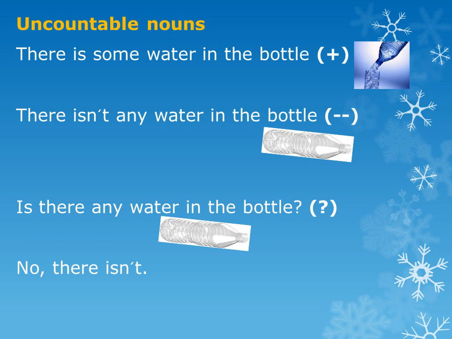Uncountable nouns. Uncountable nouns are things that we cannot count individually. For example, in the positive way, there is some water in the bottle. Second example, in the negative way, there isn't any water in the bottle because the bottle is empty. In the interrogative way, we say, is there any water in the bottle? In this case, the answer is no, there isn't.